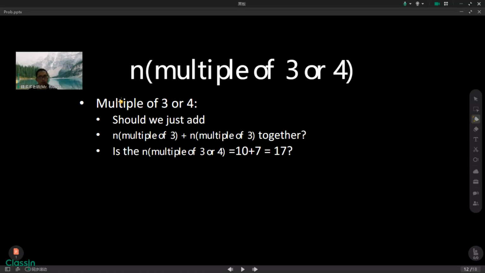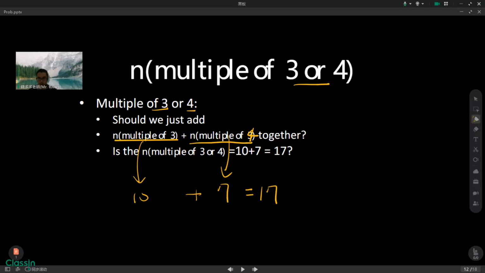So we already know the multiples of 3 and the multiples of 4. So should we just add the number of multiples of 3 and the number of multiples of 4 together? So is the number of multiples of 3 or 4 10 plus 7? Number of multiples of 3 is 10. Number of multiples of 4 is 7. So the number of multiples of 3 or 4 should be 10 plus 7, which is 17. If you agree with that, please raise your hand.